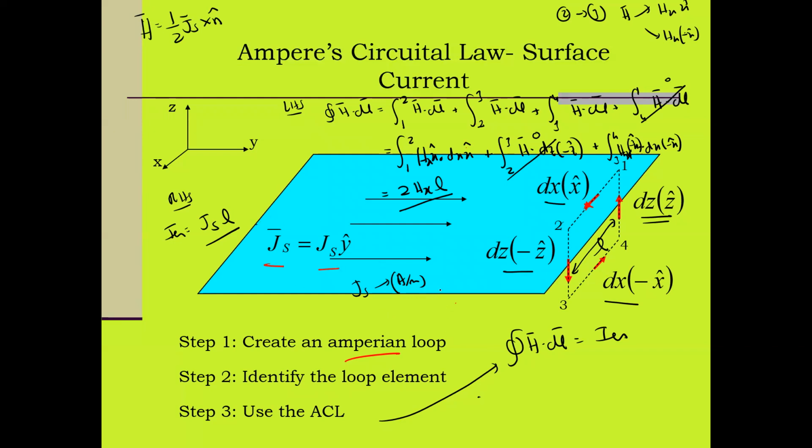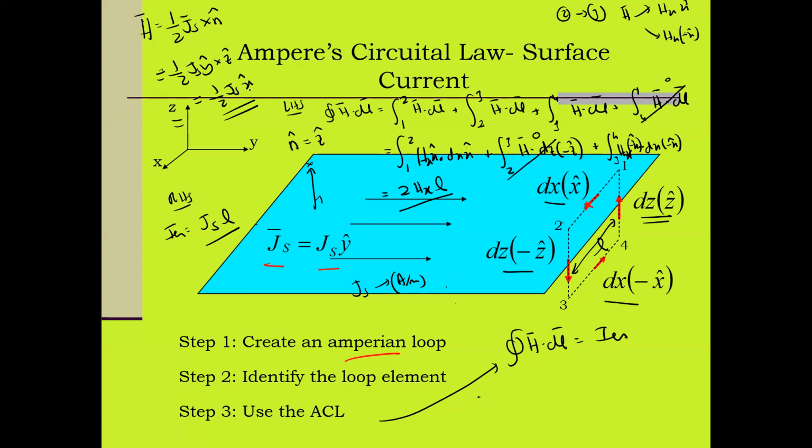For any point at the top of your surface current, the normal unit vector with regard to this point will be equal to the z unit vector. So from here, we can write half of Js, which is Js in the y unit vector, cross the z unit vector, and we get half Js in the x unit vector. So the H field intensity for any position above this particular surface current will be half Js in the x direction.